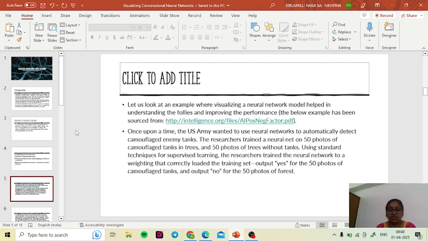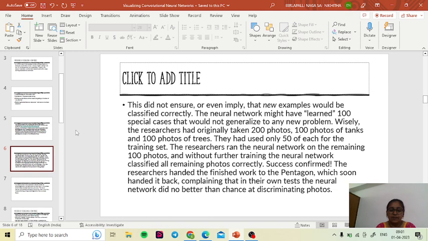So, the US Army had used an artificial neural network to detect the camouflaged enemy tanks. They took 50 photos of camouflaged tanks among trees and 50 photos of forest with trees, and trained the model using these. But this did not necessarily imply that new examples would be classified correctly. The neural network might have learned special cases that would not generalize to any new problem.